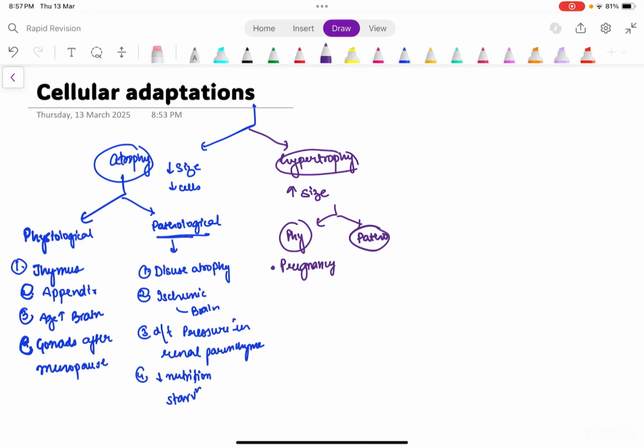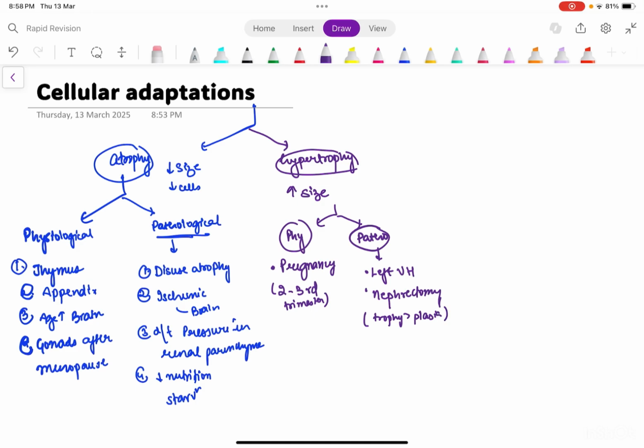Here there is a catch. You should know that hypertrophy in pregnancy is taken into consideration in the second and third trimester, but I'll tell you later on. And in pathological, you have learned about left ventricular hypertrophy. Then there's a question that in nephrectomy what is seen. In that, hypertrophy is seen, which is more preferred than plasia.